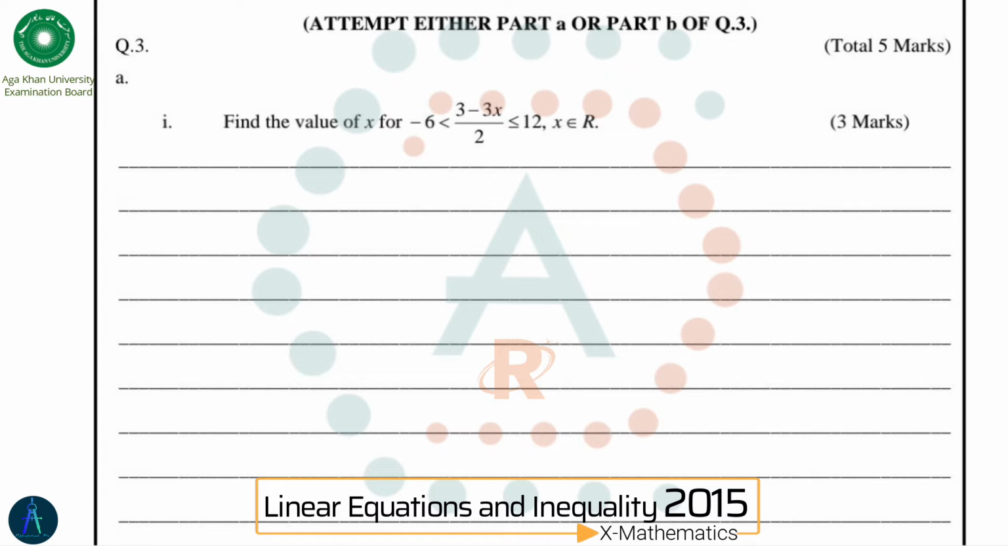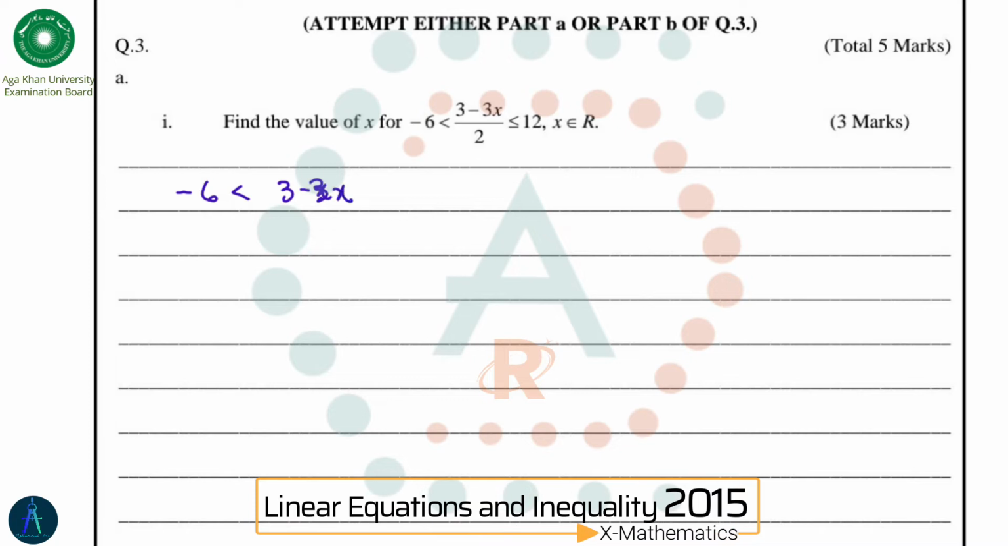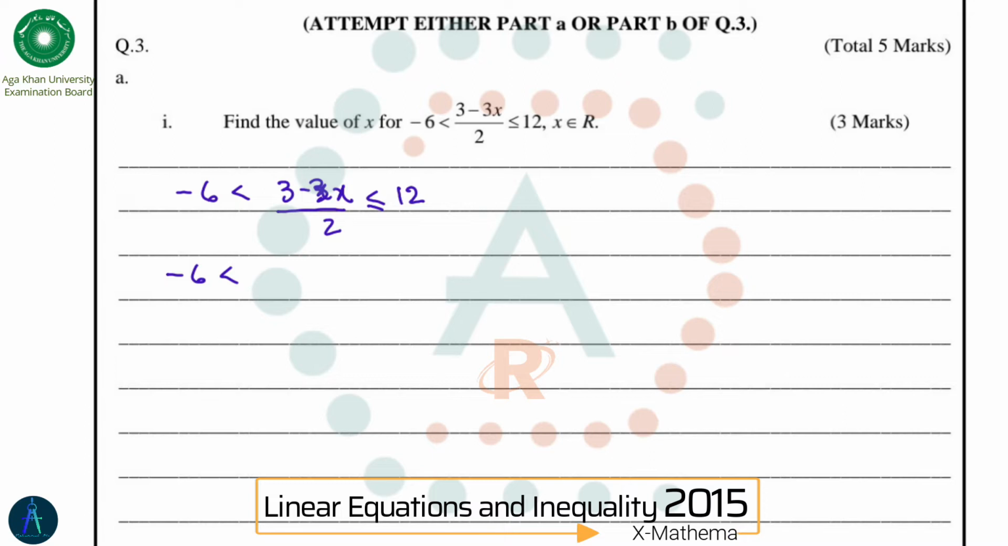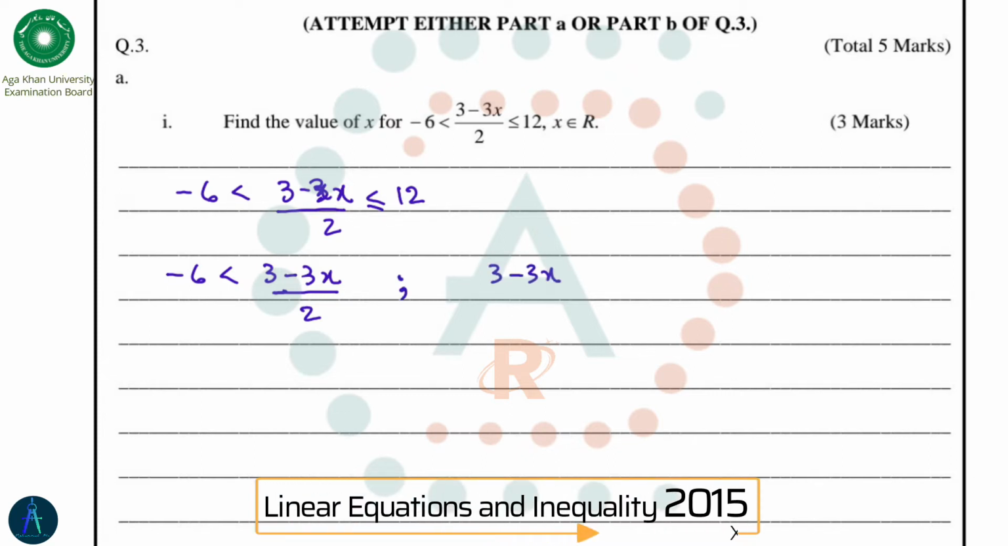inequality, और इस inequality को हम solve करते हैं. So -6 less than or equal to (3 minus 3x) divided by 2 less than or equals to 12. तो यहाँ इस inequality को break कर देते हैं. -6 less than or equal to (3 minus 3x) divided by 2, और साथ साथ (3 minus 3x) divided by 2 is less than or equals to 12. तो यहाँ इसे सिंप्लीफाई करेंगे.